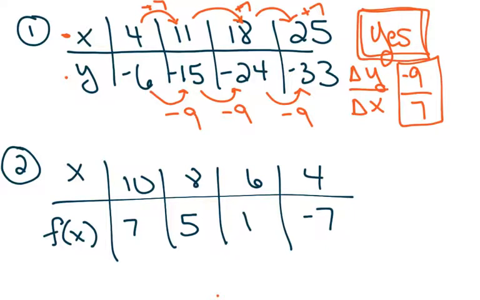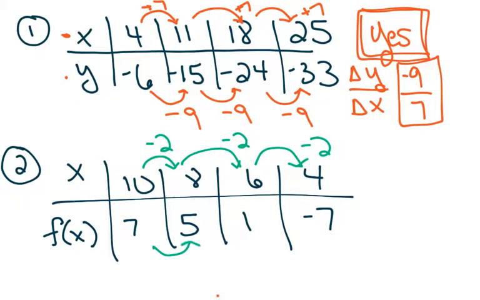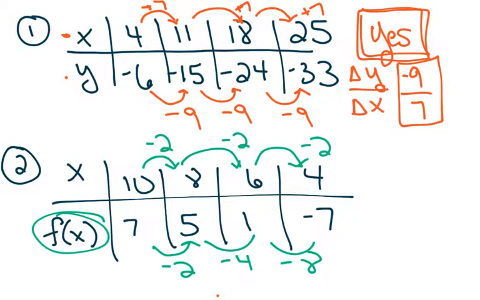Okay, on number 2, let's try this guy. So looking at my x values, each time it looks like I'm going down by 2. All right, if I check out my y's, I am minusing 2. Oh, I'm minusing 4, and I'm minusing 8. So my x's are consistently changing at -2, but my y's, which again is the same as saying f of x, are not. So this guy is a no, and that's all you got to say.